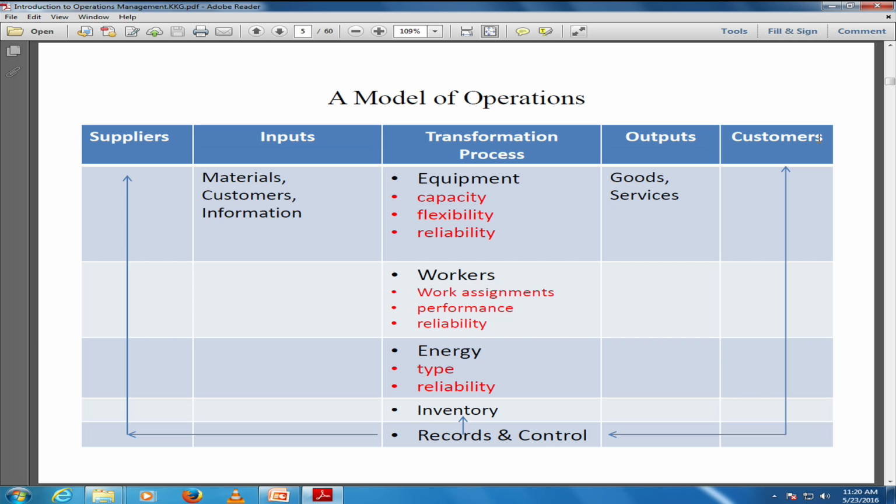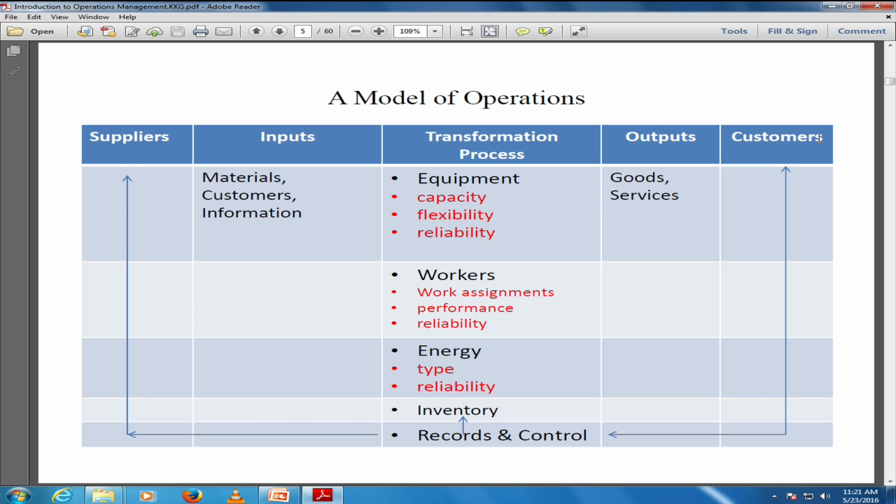And the transformation process is achieved through equipment, workers, energy, and inventory is the enabler at times. It has a positive effect, it has a negative effect, that we will look into. And what are the characteristics or parameters that you need to know when you are dealing with equipment? The capacity, flexibility, reliability, some of them.